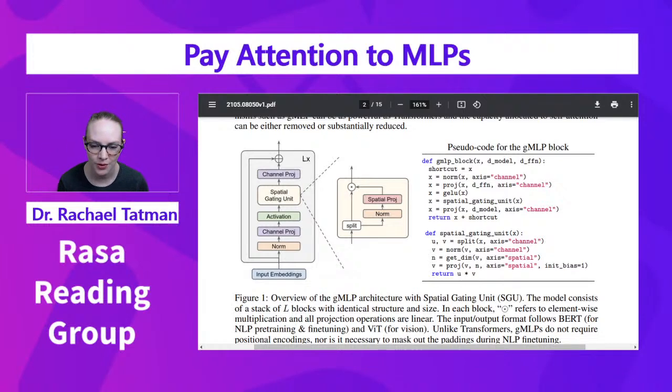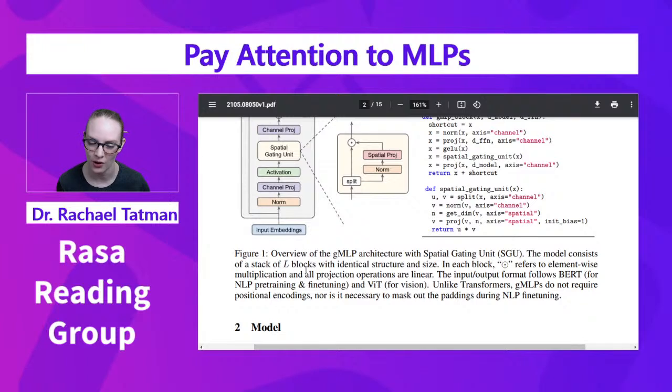All right, overview of the gMLP architecture with spatial gating unit, SGU. The model consists of a stack of L blocks with identical structure and size. In each block, sorry, this symbol is a token in the International Phonetic Alphabet for bilabial clicks, and I don't think that's what they mean here. So this circle with a dot in it refers to element-wise multiplication, and all projection operations are linear.